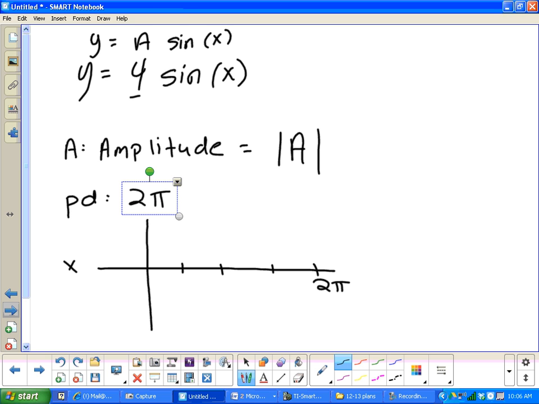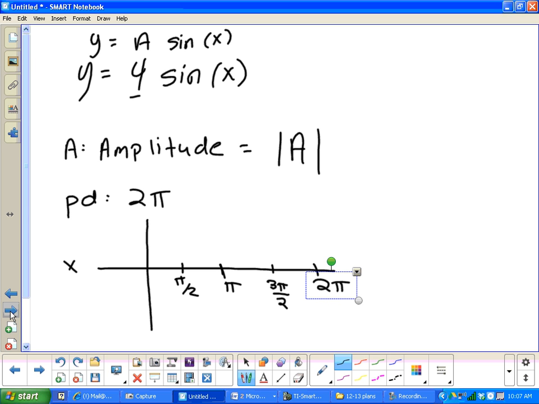Now, do halves. What's halfway right there? Pi. Half of that's pi over 2. So each unit is a pi over 2. So 1 pi over 2, 2 pi over 2, 3 pi over 2. And then, of course, 4 pi over 2 would be 2 pi.